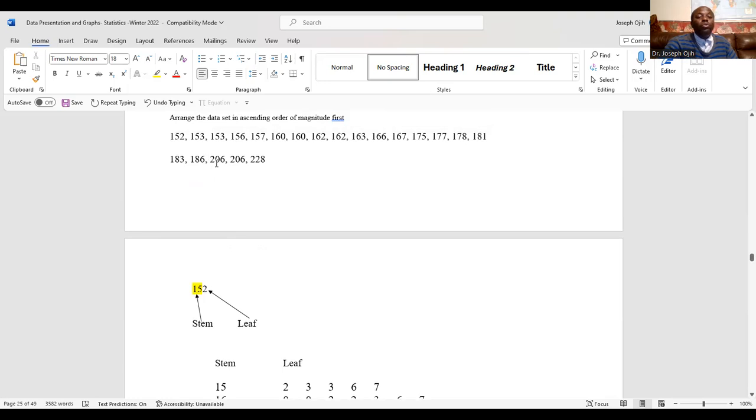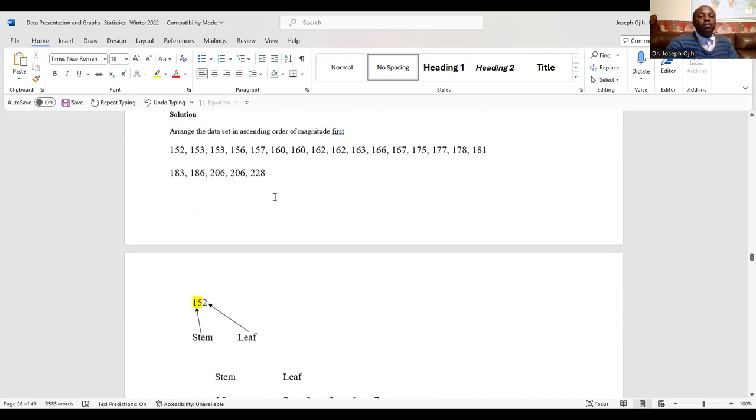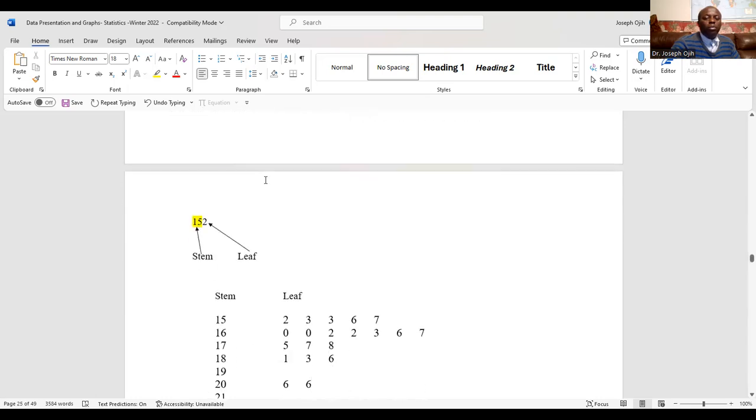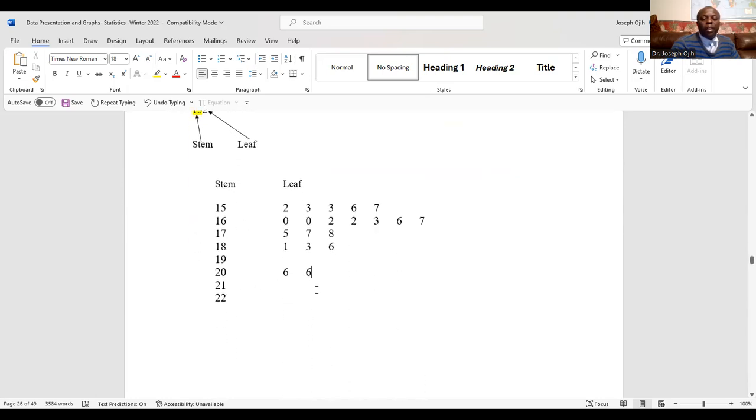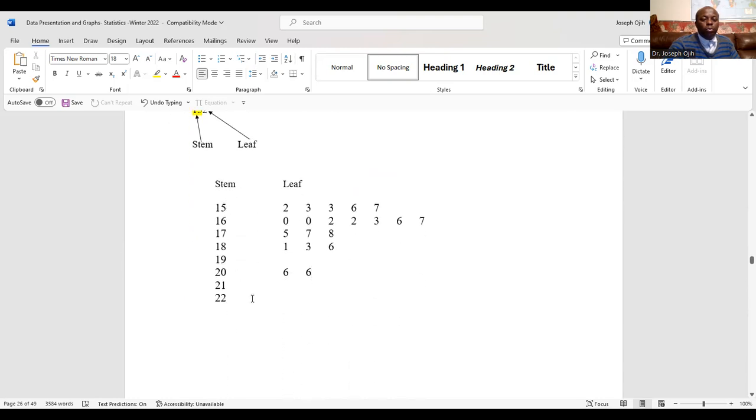20, we have 206 twice. We have 20 here already, so next is 206, two of them. So this is 206, 206. Then we don't have 21, so we leave 21 blank. Now we have 228. See 22 right here, 228. And that's it. The stem is done.